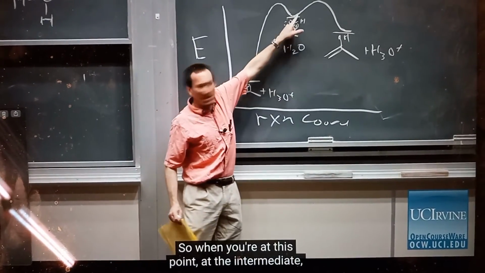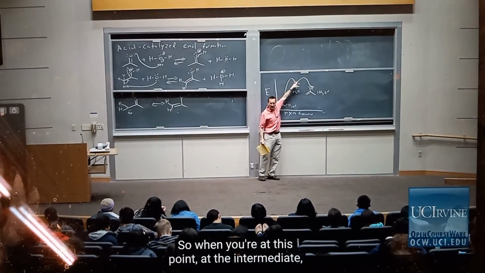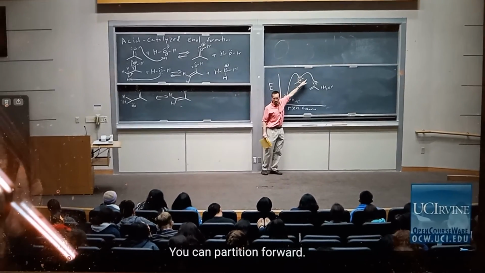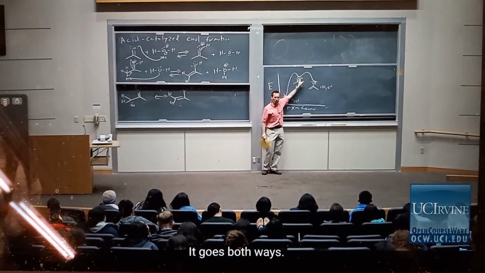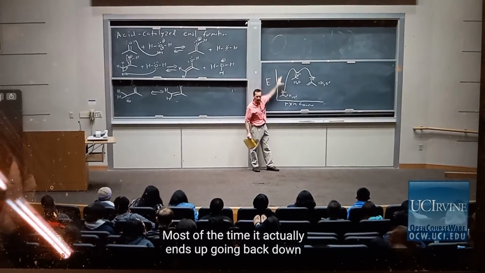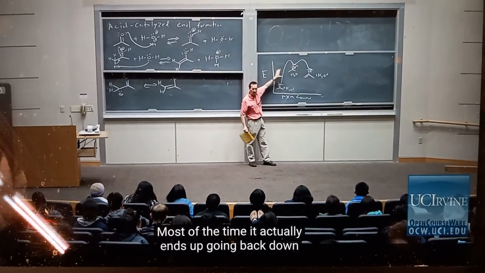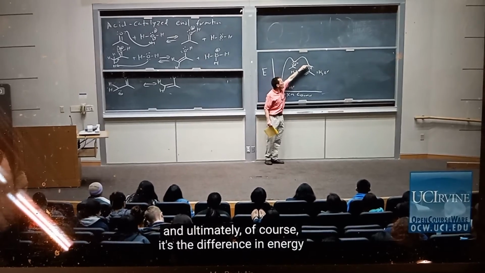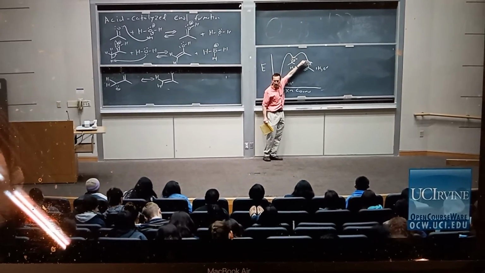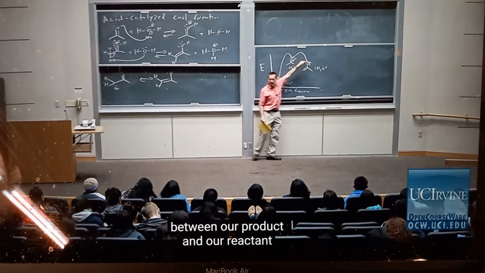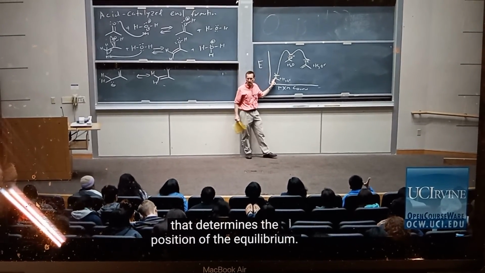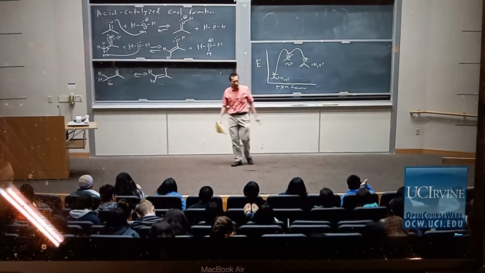So when you're at this point, at the intermediate, you can partition back, you can partition forward. It goes both ways. Most of the time, it actually ends up going back down. And ultimately, of course, it's the difference in energy between our product and our reactant that determines the position of the equilibrium.